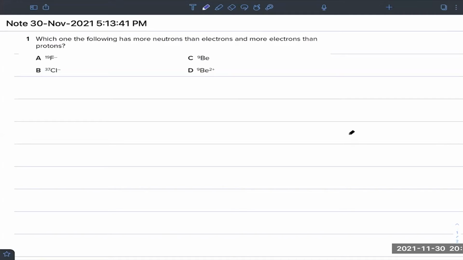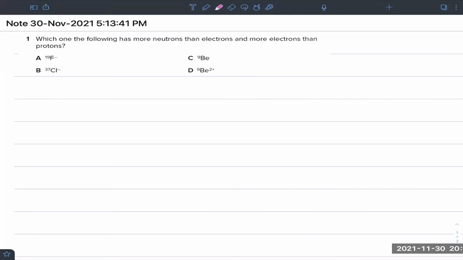Right. So if you look at this question, it says: which one of the following has more neutrons than electrons, more electrons than protons? So how should we start? What should be our first step? Should we write all of their electron numbers? Yeah, that would be our first instinct: all right, we should write all of them and that way we'll be able to figure it out.